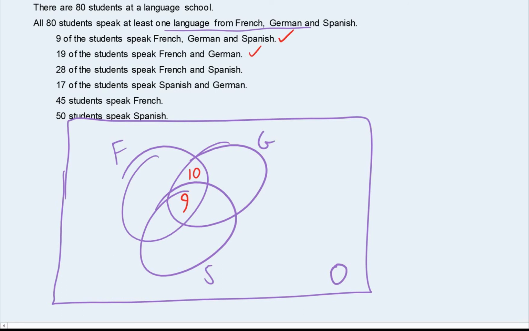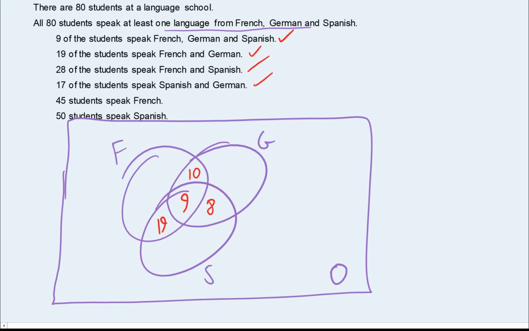Next, 28 students speak French and Spanish. So 28 in the overlap between French and Spanish. We've already got 9, so we take 9 off 28 and we are left with 19. 17 students speak Spanish and German. We take the 9 off and we're left with 8.